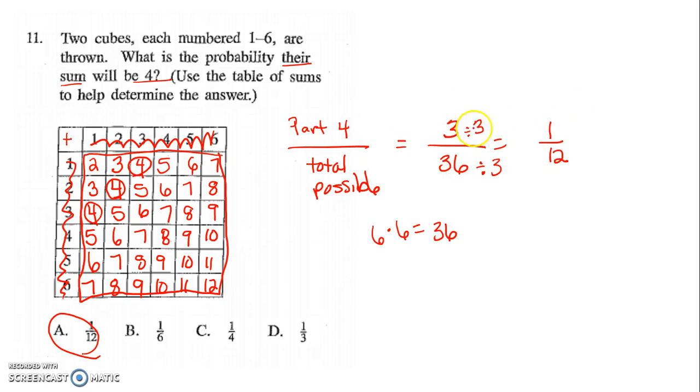How many have a sum of 4? 3 will have a sum of 4. What's the total outcomes? Total outcomes are 36.